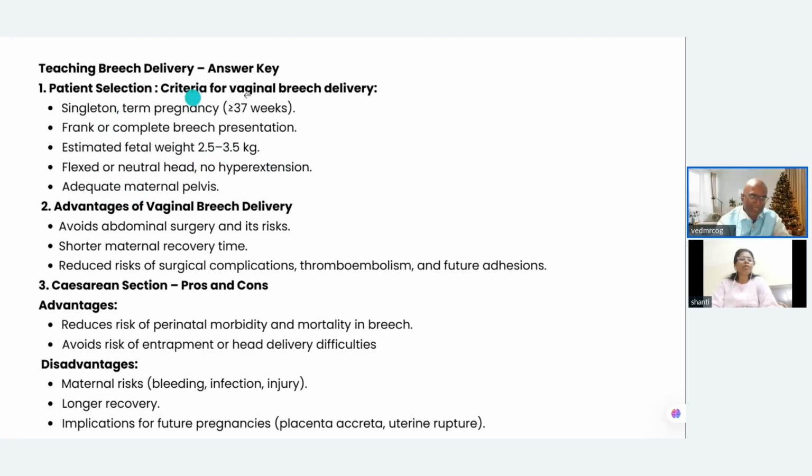Patient selection, the criteria for the vaginal breech delivery. Pelvis should be adequate, flexed or neutral head, and there should not be hyperextension of the neck. Then advantages of the vaginal breech delivery: it avoids the abdominal surgery and its risk, shorter maternal recovery time, reduced risk of surgical complications, thromboembolism, and future adhesions.